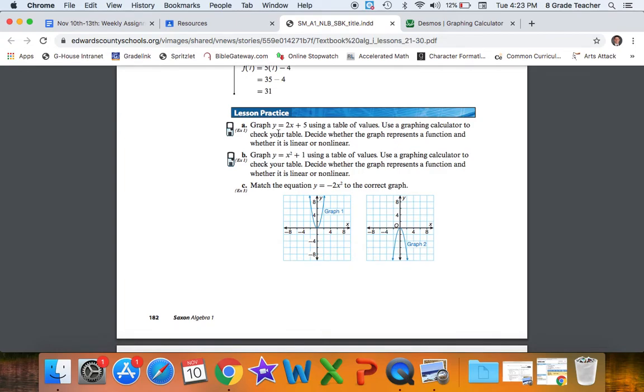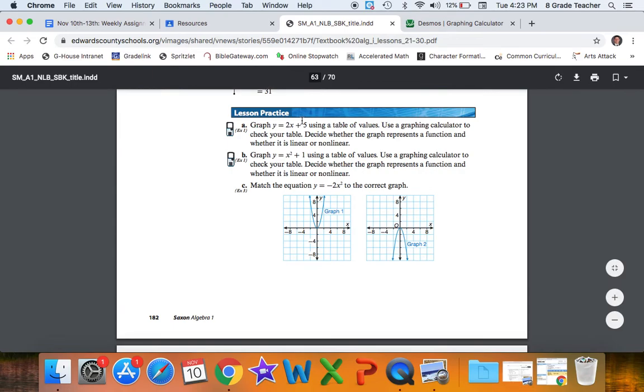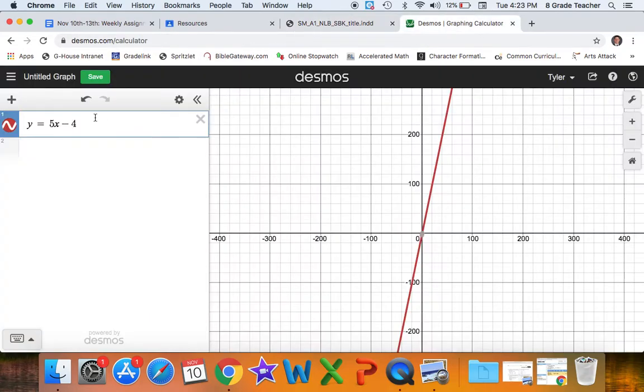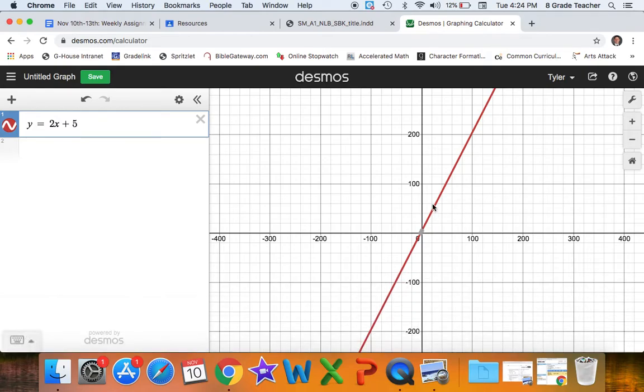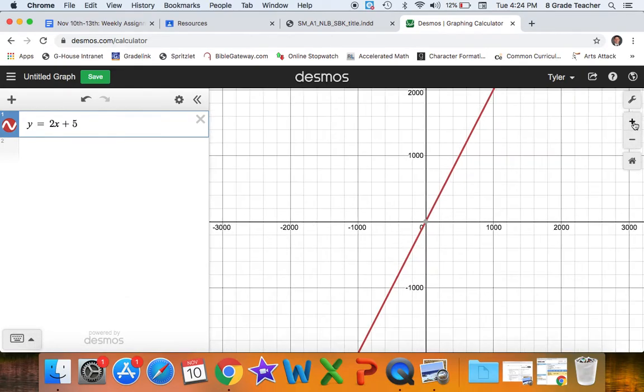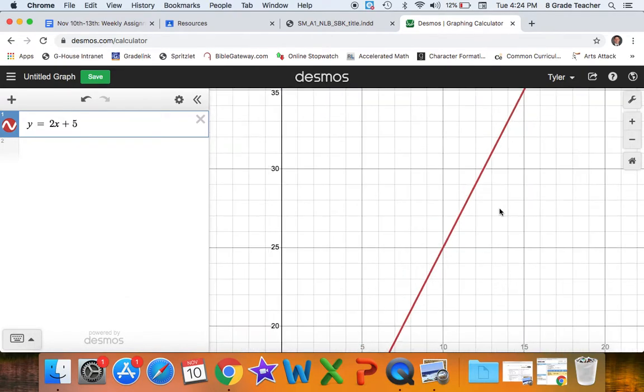In letter A, it says graph y equals 2x plus 5. Use the table of values using a graphing calculator to check your table. So I'd like you to practice using the table, as in plug in 1 for x, 1 times 2 is 2, plus 5 is 7. Plug in 2 for x, 2 times 2 is 4, plus 5 is 9, and graph that out. Otherwise, the fast and easy way is to plug in that equation here. Y equals 2x plus 5. And from this, you can tell all those different points, especially if you zoom in to see where that scale is appropriate.